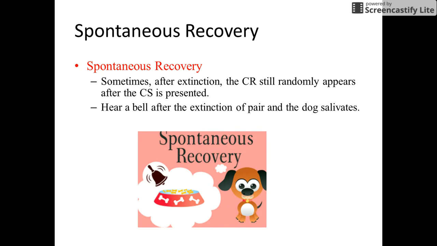However, sometimes after an extinction period, spontaneous recovery does take place. The conditioned response still randomly appears after a conditioned stimulus has been presented. You hear a bell after a long extinction period, and the dog may salivate. So sometimes, out of nowhere, the conditioned stimulus may result in a conditioned response.